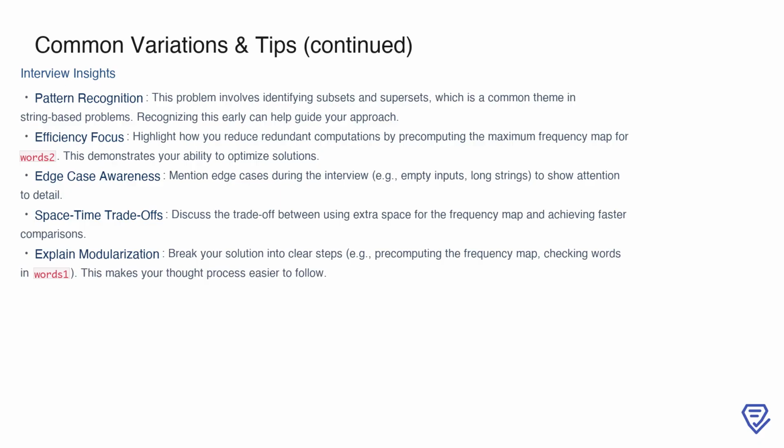You might also want to discuss space-time trade-offs, emphasizing how the use of extra space for the frequency map significantly improves comparison efficiency. Finally, modularizing your solution into clear steps, like pre-computing the frequency map and then processing words 1, helps convey your thought process in an organized and logical manner.